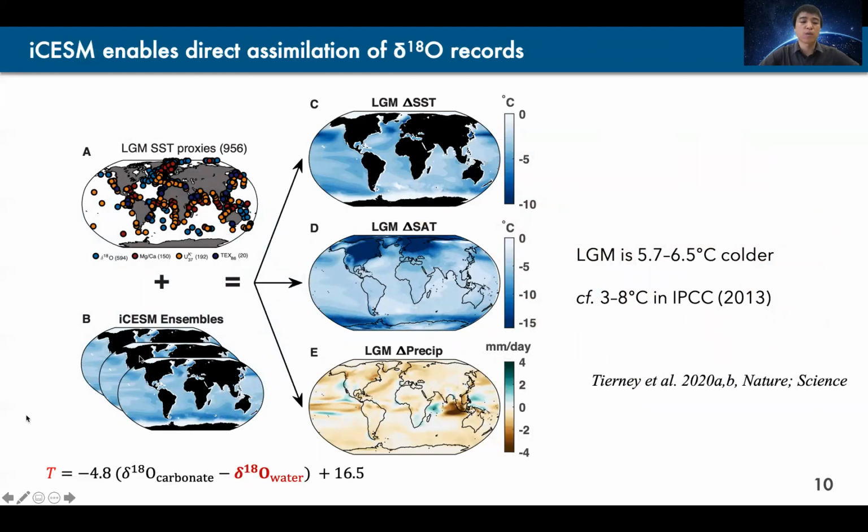So with the isotope-enabled CESM, we can perform an LGM simulation, which provides us sea surface temperature and the delta 18O of seawater. Then we can directly calculate delta 18O carbonate. Now you see that the model and the data speak the same language, delta 18O carbonate. Based on that, you can build a data assimilation framework to formally combine the information in the proxy data and the dynamics in the model, which allows us not only to reconstruct sea surface temperature, but also surface air temperature and precipitation change. So in this study, we estimated the LGM global cooling to be around 6 degrees C with this uncertainty range. This is a major advancement over the large range in the IPCC report a few years ago.